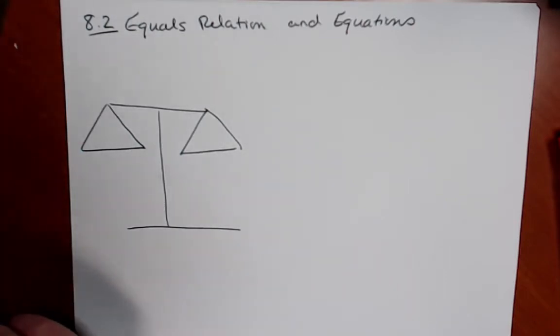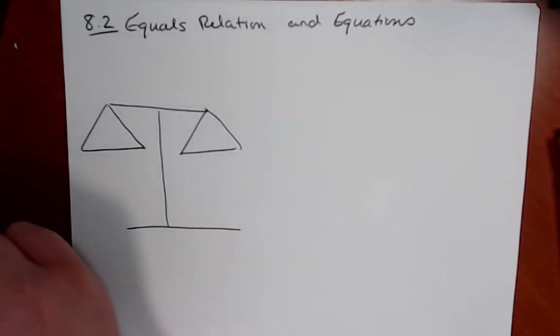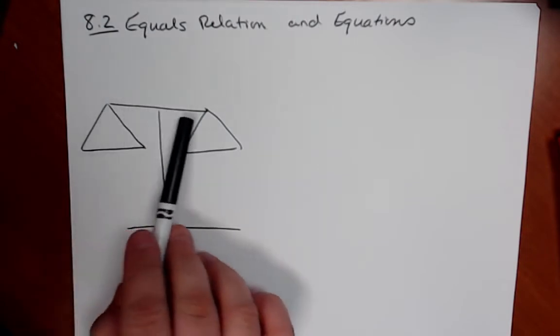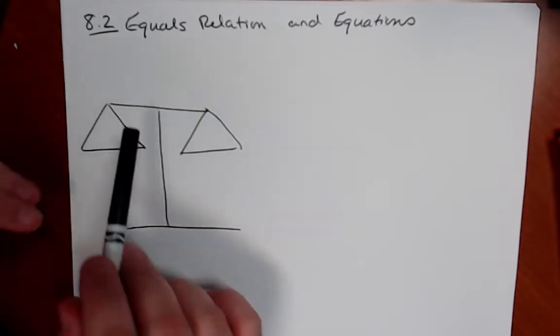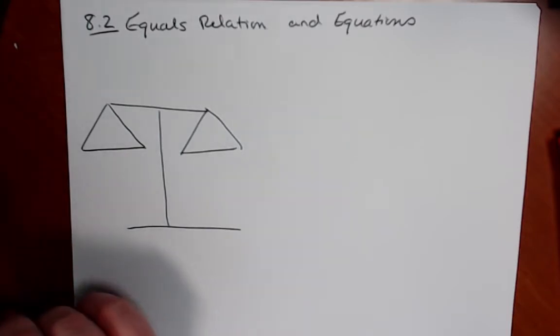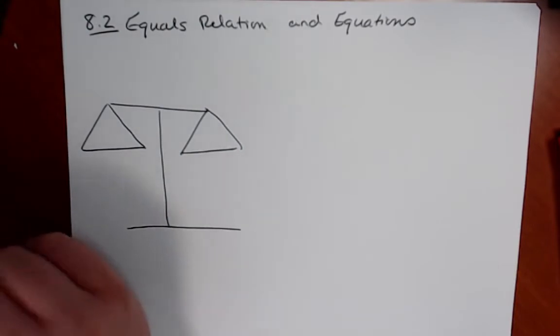Everyone, in today's video we're going to be talking about section 8.2, the equals relation and equations. And you'll see that I have a balance, and we'll pretend that it looks like it's straight across. I know it's a little wonky, but it's balanced because what we're going to be talking about is the meaning of equality. So what is the equals relation?